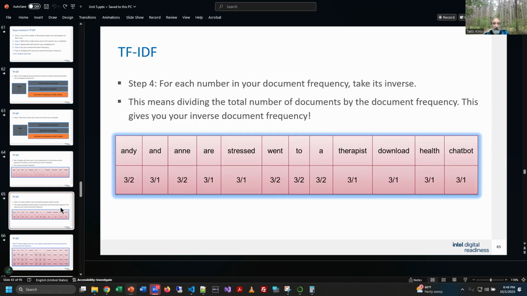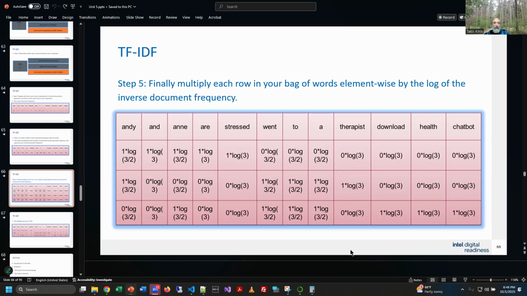For each number in that frequency, take its inverse, right? So it means dividing the total number of documents by the document frequency. So I have 3 documents and 2 occurrences. I take the number of documents and divide it by the occurrences. Rather than putting the 2 on top of the fraction, we're putting it on the bottom of the fraction, right?